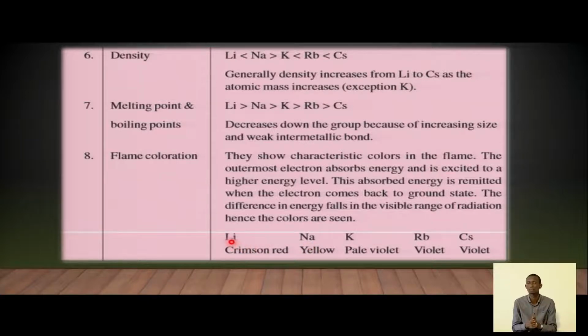And then for lithium, we have crimson red. Unfortunately, we don't have lithium here, but we will be able to use sodium to show how its flame looks like. For potassium, it is pale violet. Rubidium is violet, and cesium is also violet. Now, without delaying, let me show you how the flame of sodium looks like.